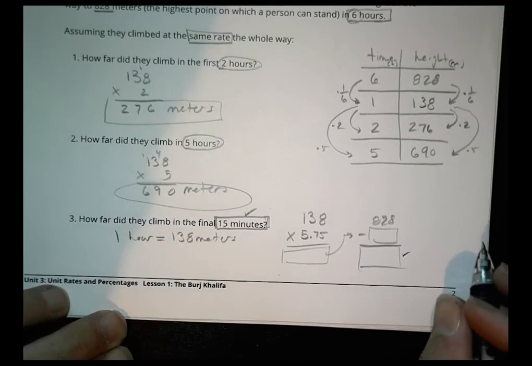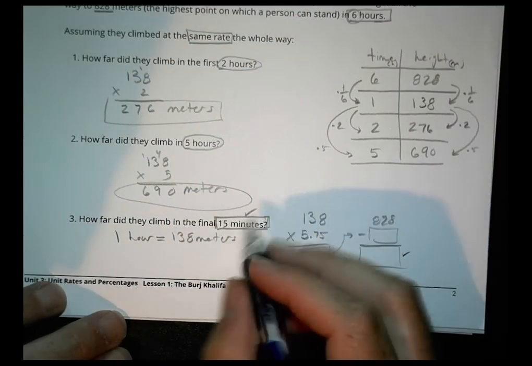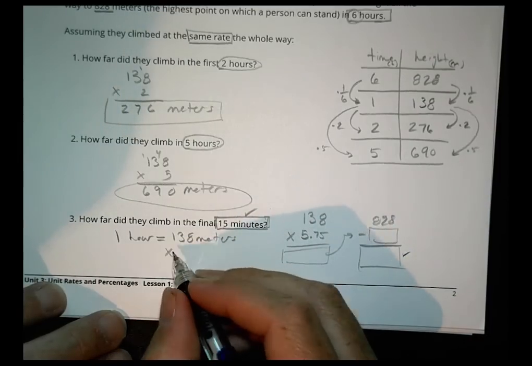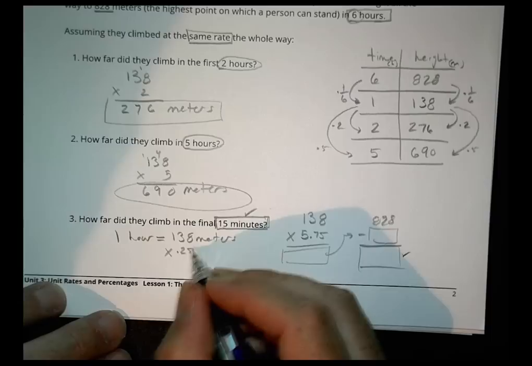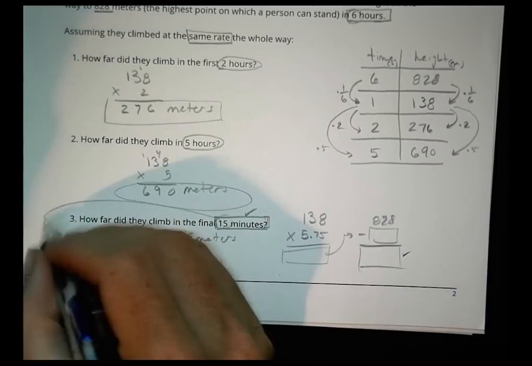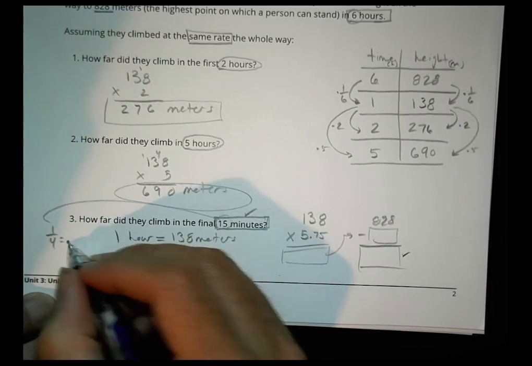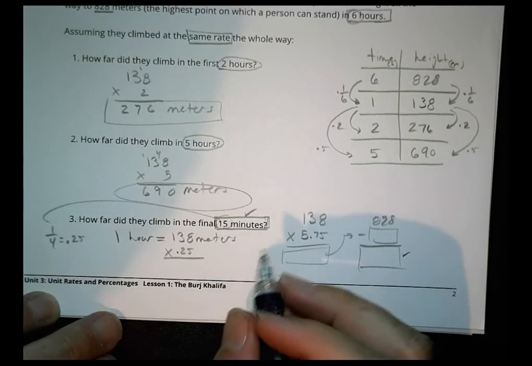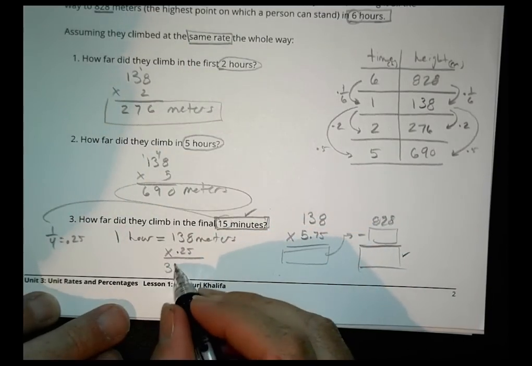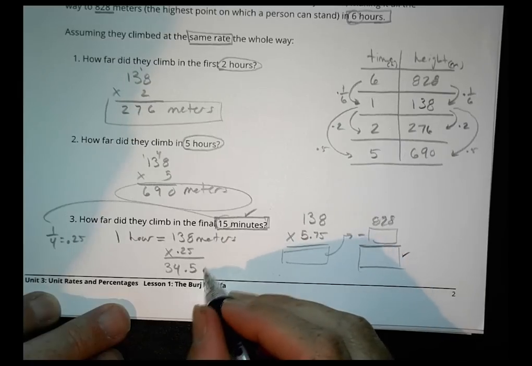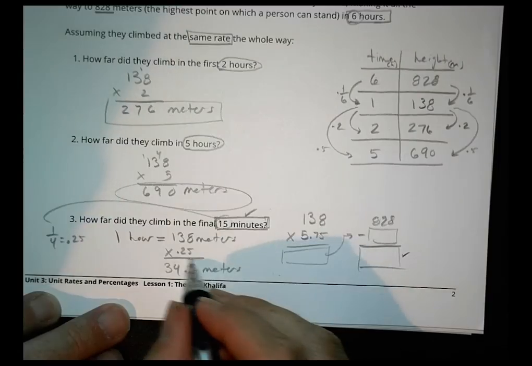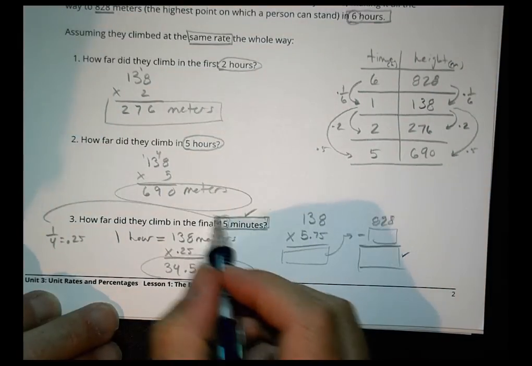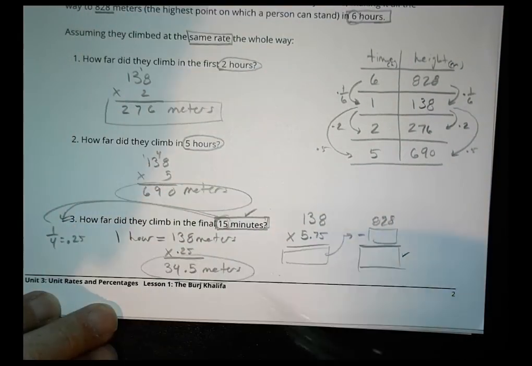What I chose to do instead was I thought, well, knowing that 15 is a quarter of an hour, I could take my rate of 138 and multiply it by 0.25. Why? Because 15 is 1/4 of an hour, which is the same as 0.25. So if I take my hourly rate and multiply by 0.25, that gives me 34.5 meters as a solution. That way it was a little more direct, because I could do some mental math with that 15 to get a quarter and 0.25 to multiply it out.